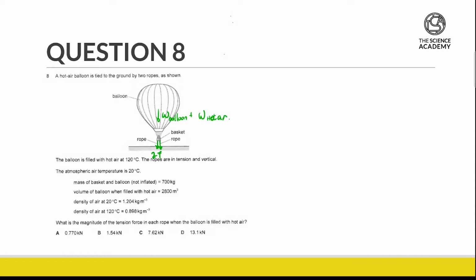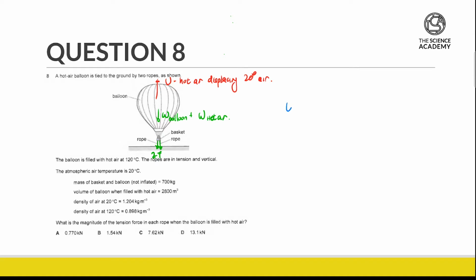And the force that is keeping everything up is going to be the upthrust, the upthrust due to the hot air that is displacing 20-degree air. With this in mind, we are going to write down our force equation. We know that the forces must all balance because the balloon must be stationary.